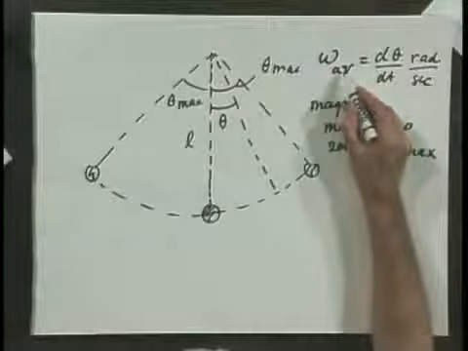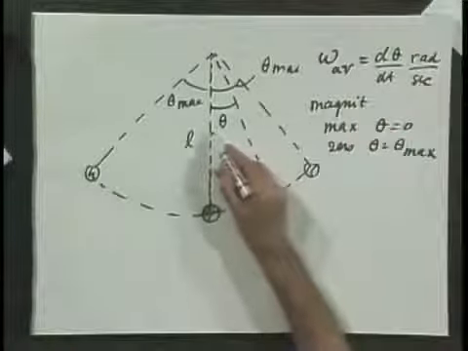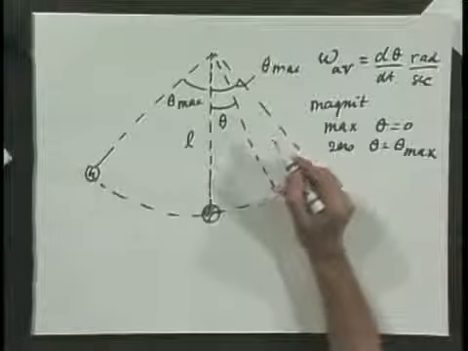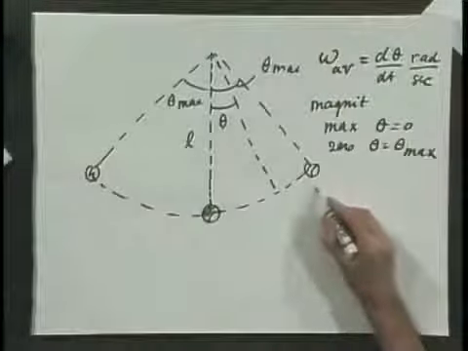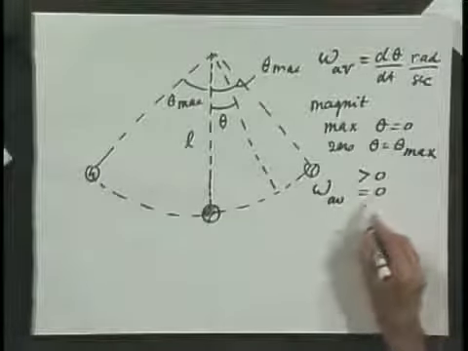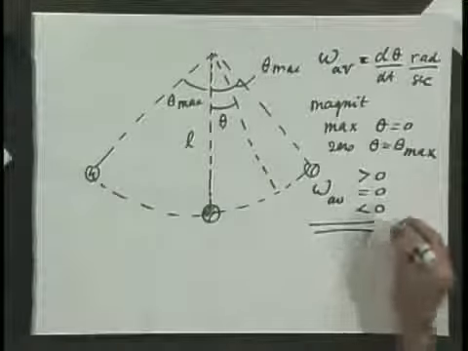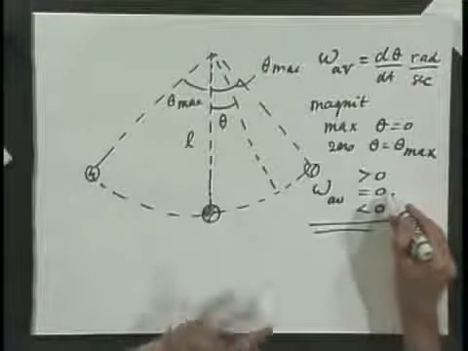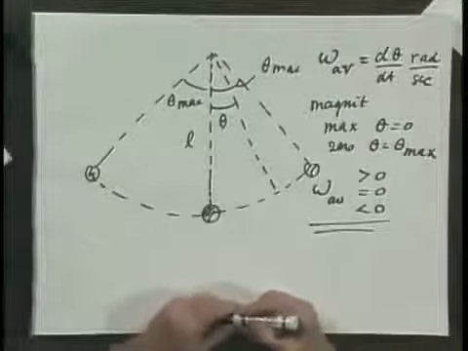The angular velocity can be positive if d theta dt is increasing, so if it goes in this direction, and it can be negative when it goes in this direction. So the angular velocity can be larger than 0, can be equal to 0, and can be smaller than 0. The bottom line is it is changing all the time. It can change sign and it changes magnitude.